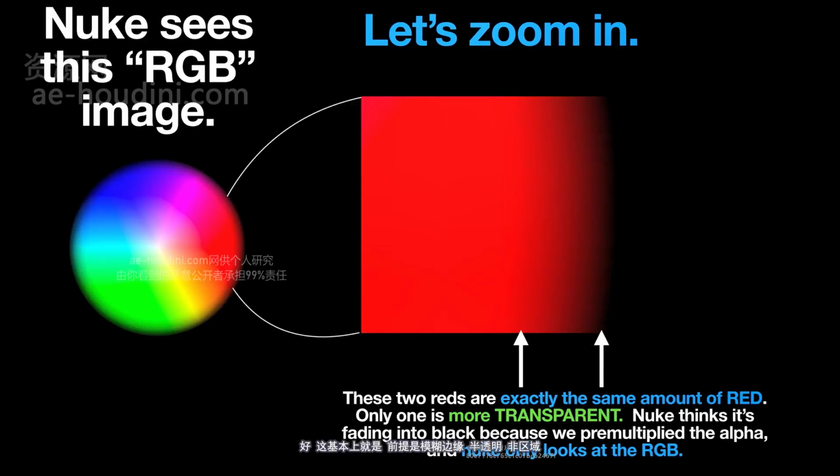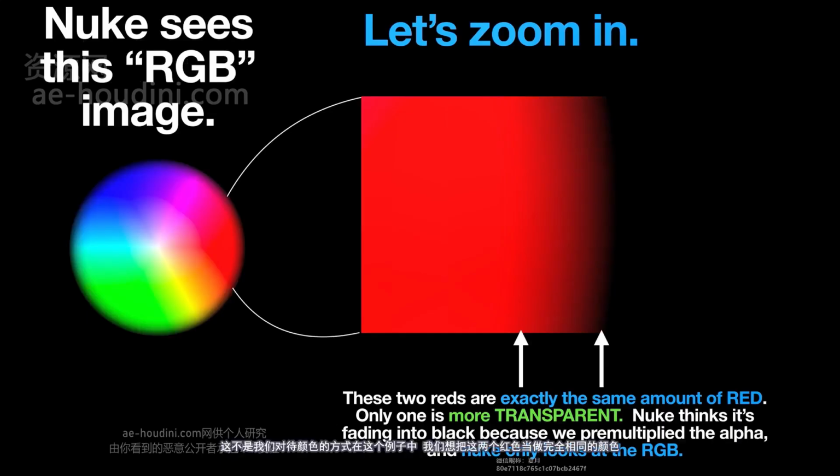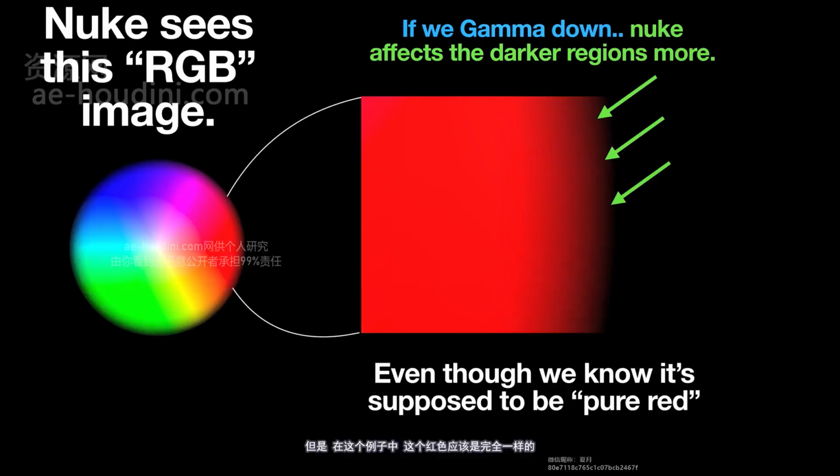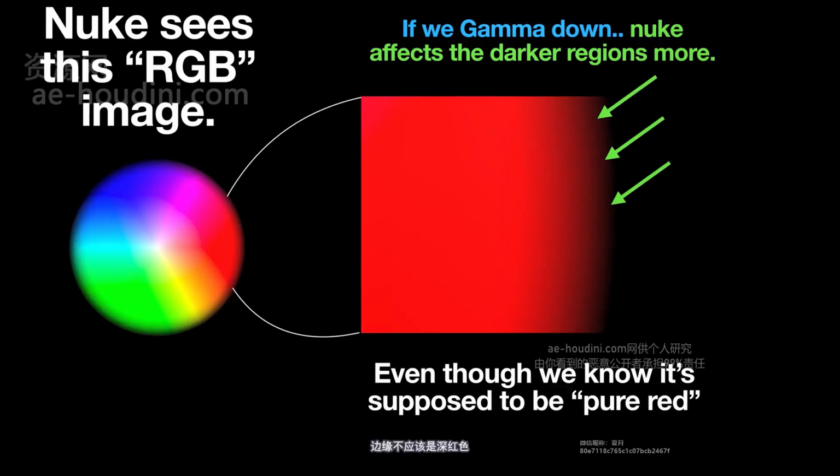So that's basically the premise: blurred edges and semi-transparent areas are potentially being treated as darker colors, and that's not how we want to treat the colors. We want to treat those two reds in this example as the exact same color. If we do a gamma down, we know gamma affects the darker colors and midtones more. So Nuke is affecting the darker regions more than the brighter regions. But in this case, that red is supposed to be exactly the same. It's not supposed to be a darker red on the edge.